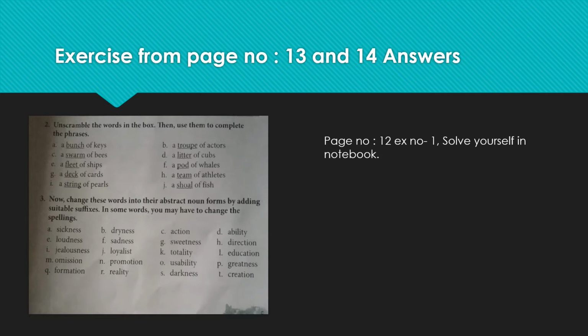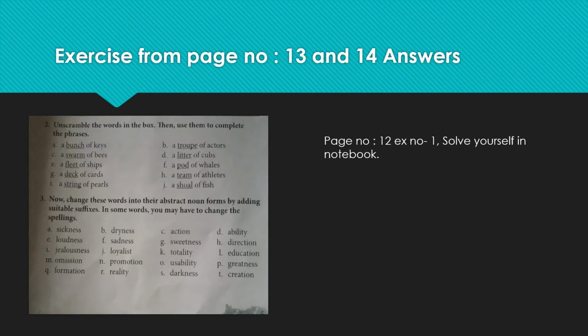Look at page number 12, exercise number 1. Pick out the nouns. You have to pick out in each sentence which type of noun it is, whether it is proper, common, collective, material or abstract, and mention it there. You have to solve it yourself. First solve in the textbook and then in the notebook. Remember.